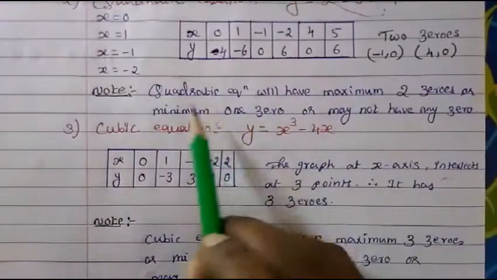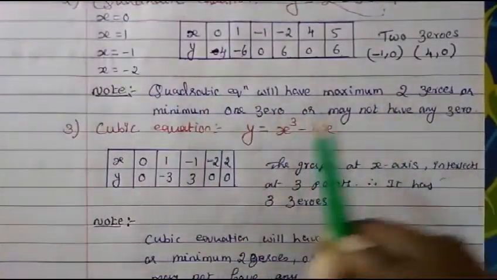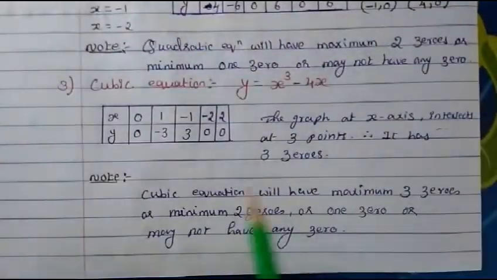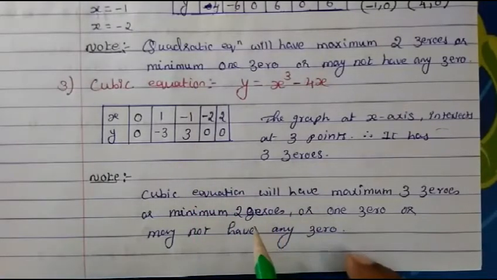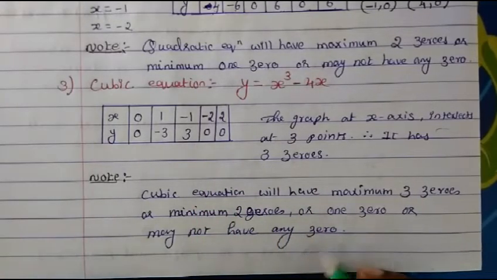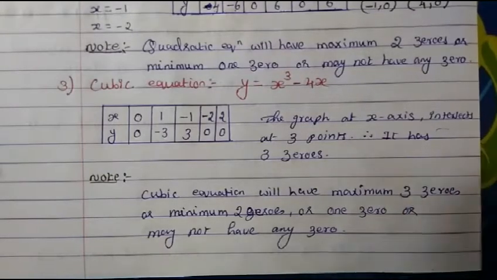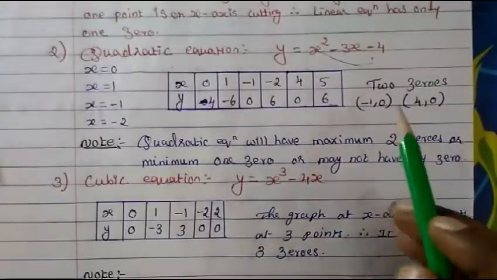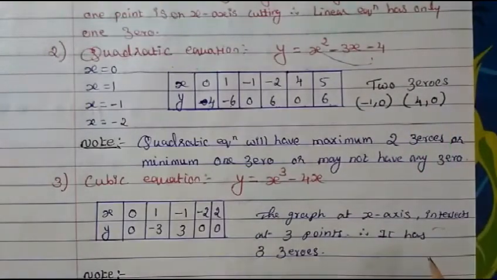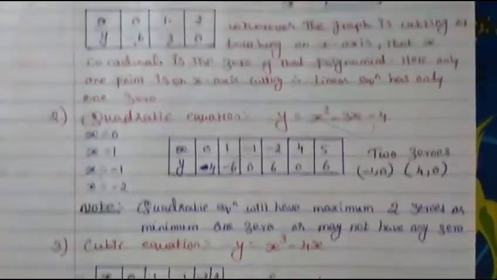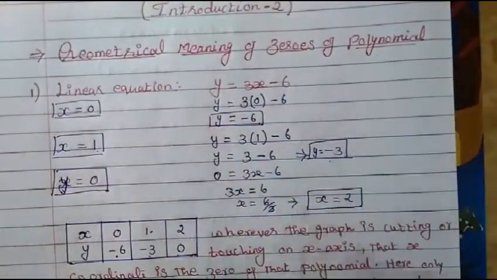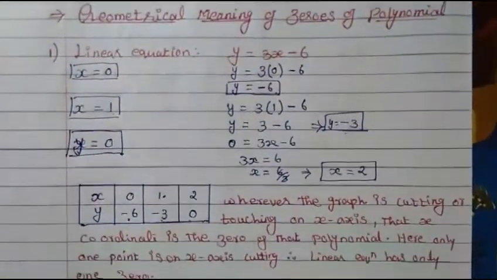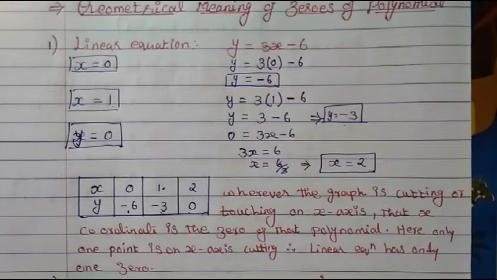So as I said, the quadratic equation will have maximum 2 zeros or minimum 1 or may not have any. So in the same way if you try for the cubic equation also, you will see this graph will have maximum 3 zeros or 2 zeros or may not have any zero. So not more than 3, and here for quadratic not more than 2. So that's how you have to learn the geometrical meaning of zeros of polynomials. I hope you understood this concept, the geometrical meaning of zeros of polynomials.